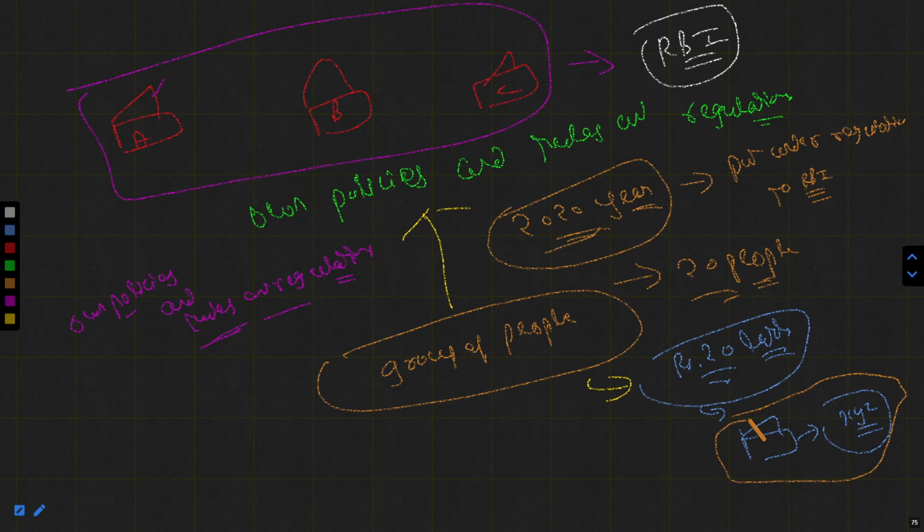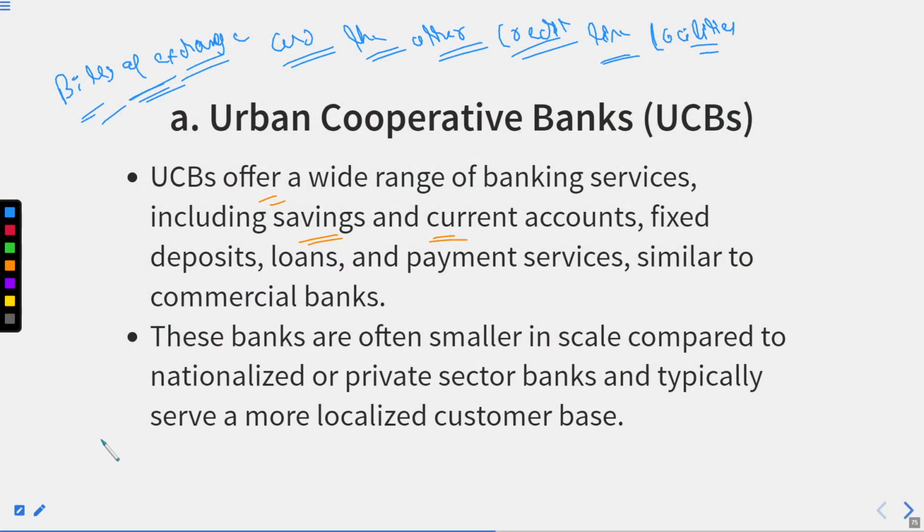Okay, this flexibility option, like molding the rules and regulations, was not available with the ABC. Got it? So remember this point also. Okay, so they offered this kind of services. These banks are often smaller in scale compared to the nationalized or the private banks, and typically serve a more localized customer base. Why are these small?